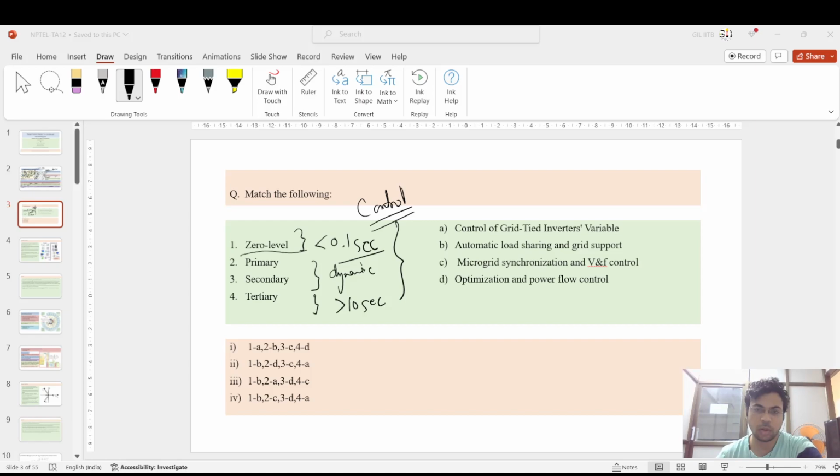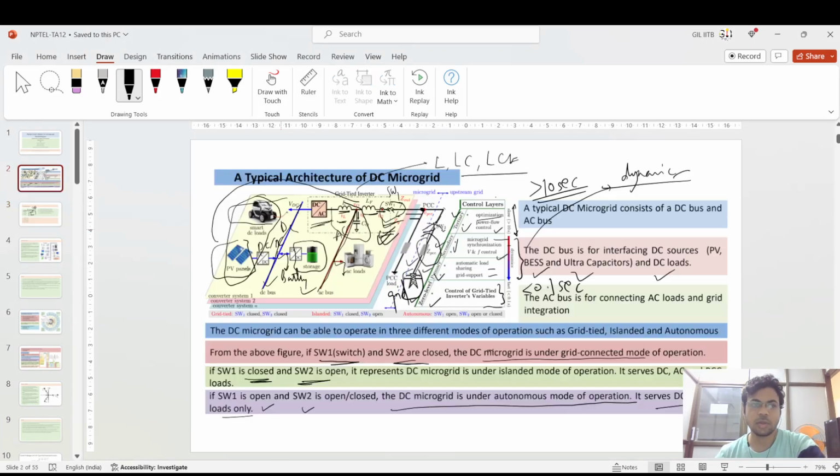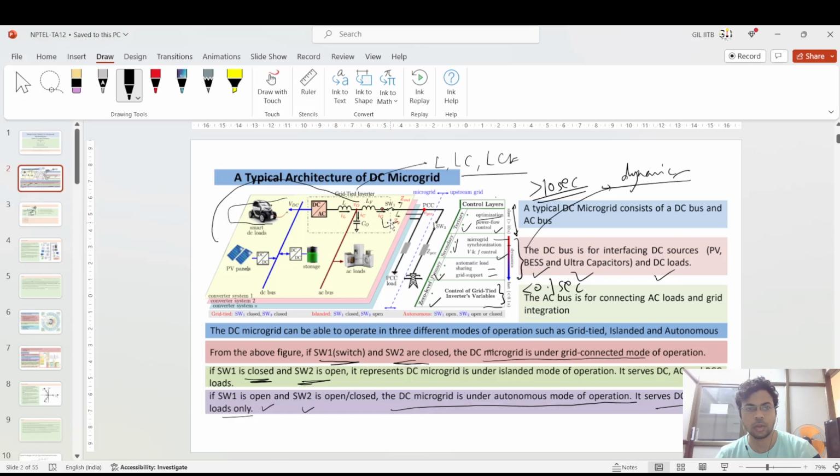Okay, let me explain to you. Okay, please close your mic. Okay, so the question is like that. Suppose this DC microgrid setup which I have told. Let me erase a few of the things here. Okay.